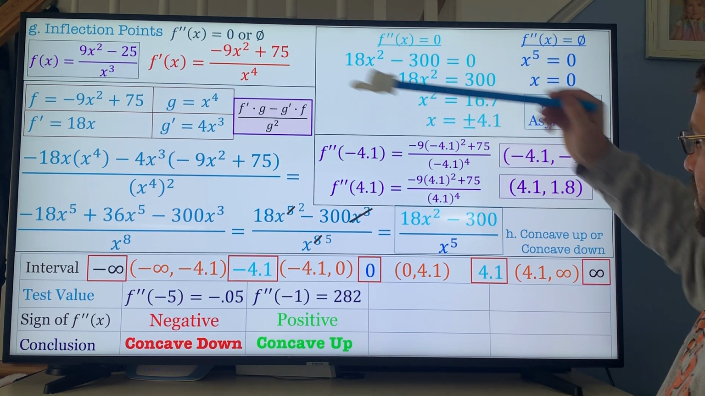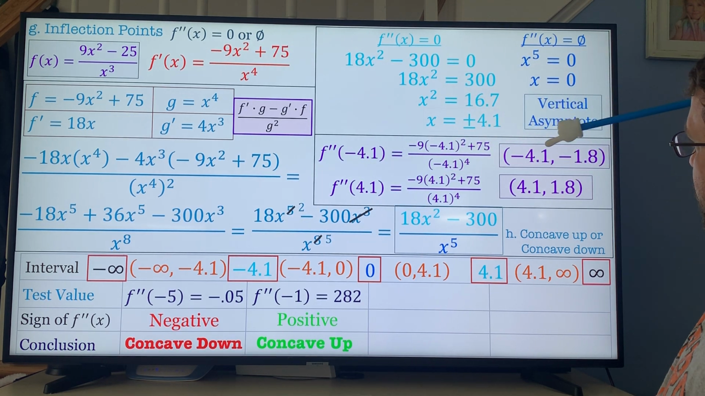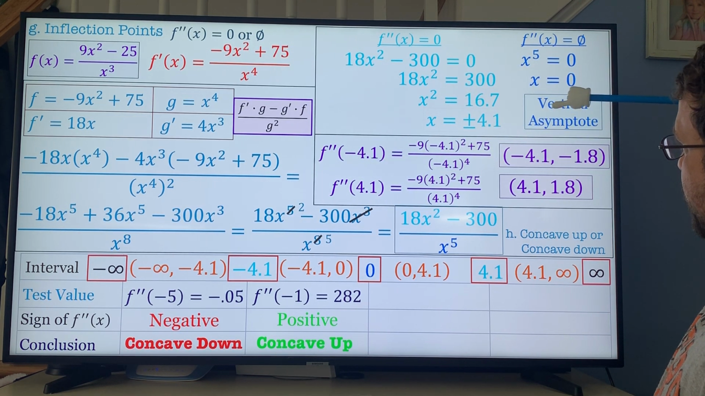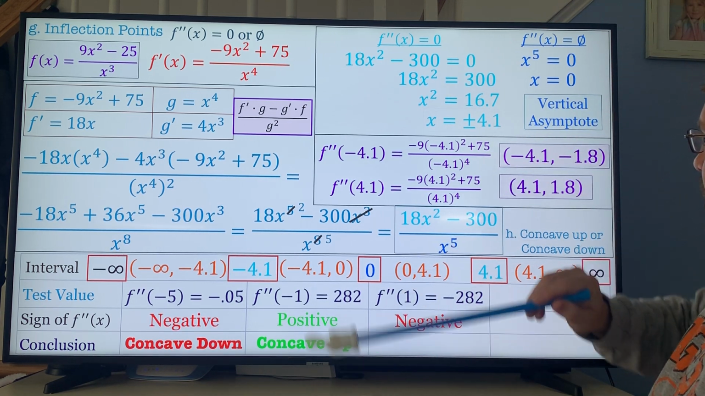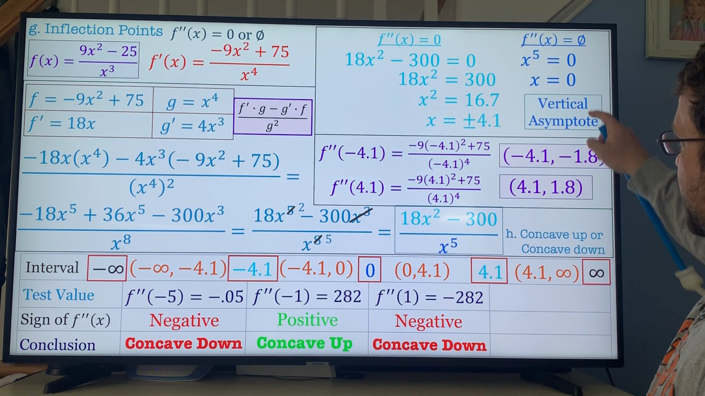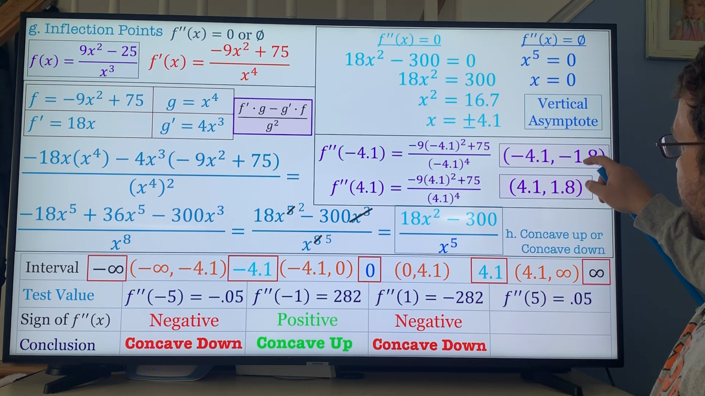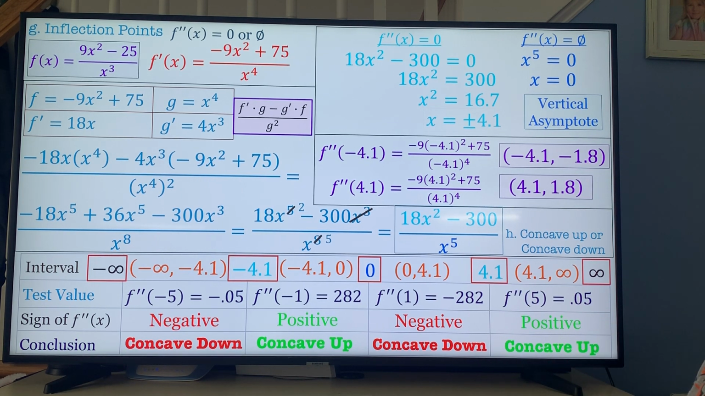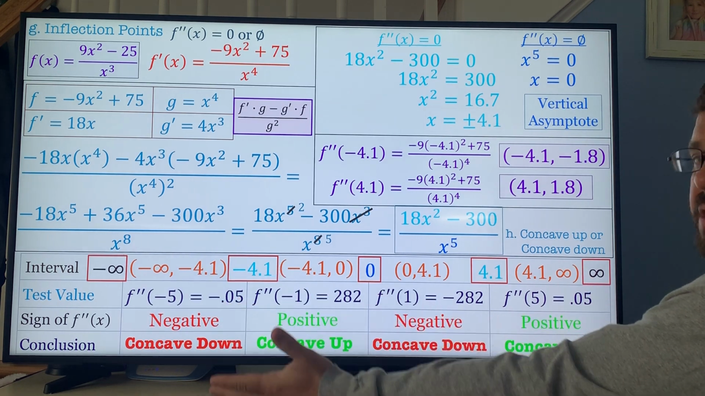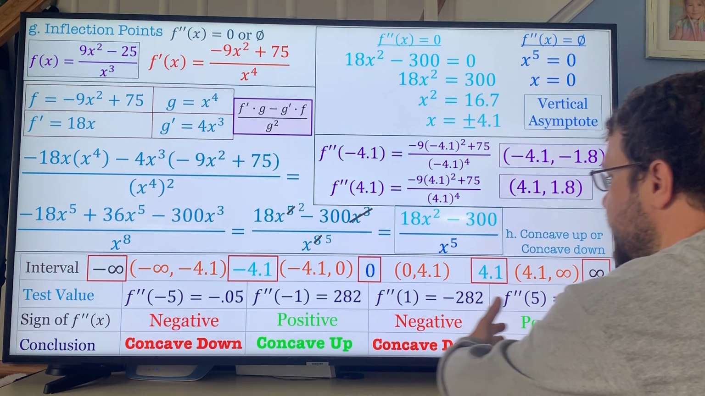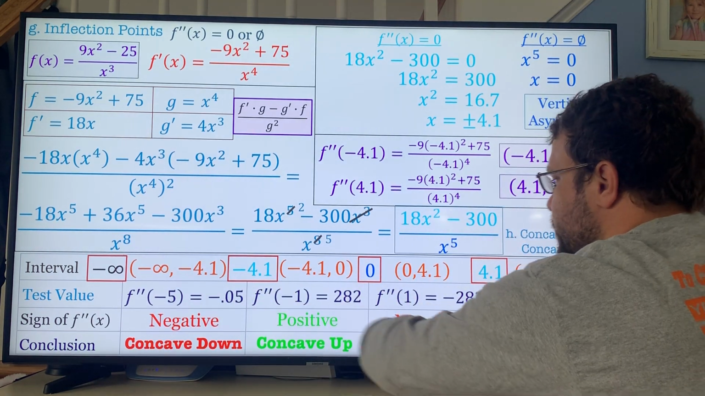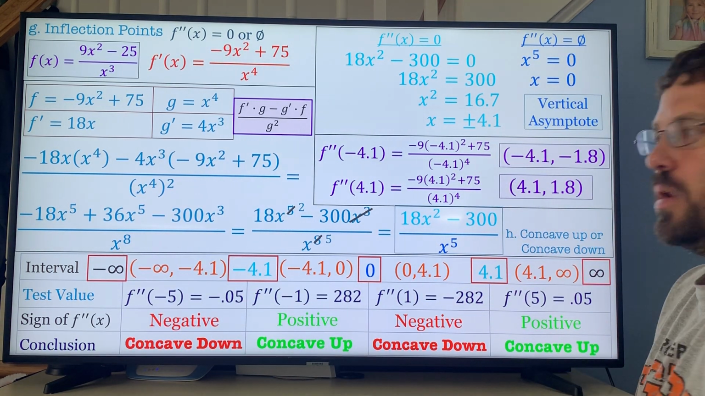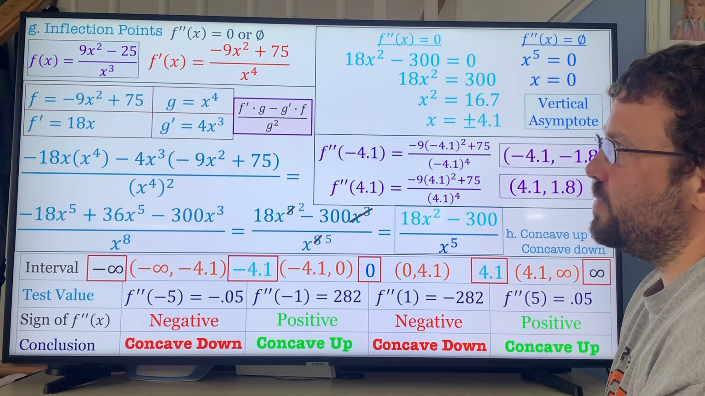So between these 2 points, between this point and this asymptote, it's concave up. Concave down between this asymptote and this point. And then between this point and infinity, it is concave up. All right, you can pick your own numbers. You're going to get the same last 2 rows. You may get a different second row, but these rows are always going to be the same no matter what numbers you pick, as long as they fall in the right test interval.